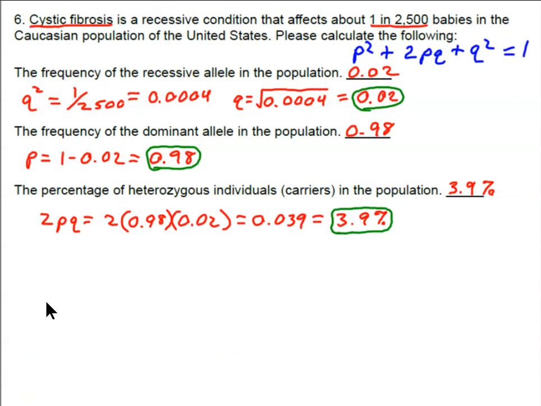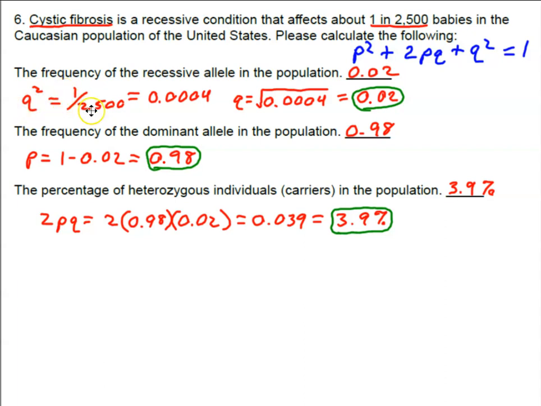All right, this one's pretty easy because it's very easy to see what you need, or get what you need, from what you're given. So cystic fibrosis is a recessive condition that affects about 1 in 2,500 babies in the Caucasian population of the United States. Please calculate the following. So the frequency of the recessive allele in the population, the answer is 0.02, but the way we get that is to take the Q squared term, because that's what we're after, the genotypic frequency of the homozygous recessives, right? That's what we're always after at first.